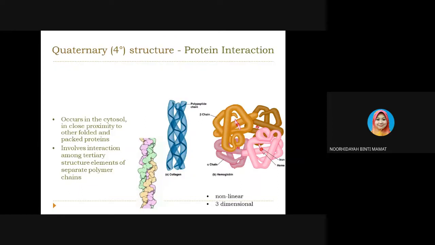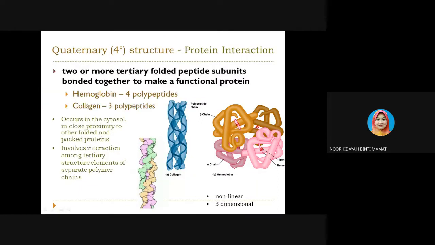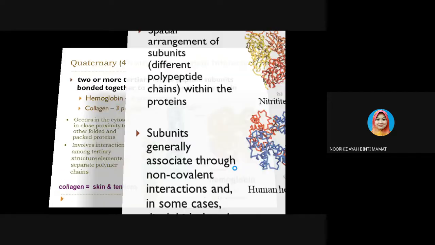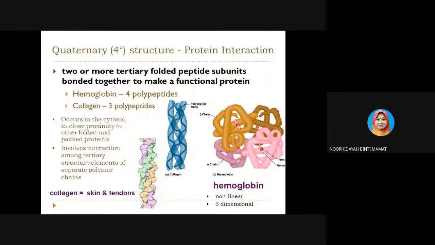Okay, then we move to the last one, which is quaternary structure. The process involved here is protein interactions. Two or more tertiary folded peptide subunits will bond together to make a functional protein. Lastly, this is our two or more tertiary folded peptides. They will bond together to make a functional protein. For example, here the functional protein is hemoglobin.